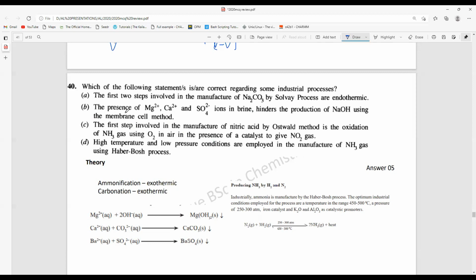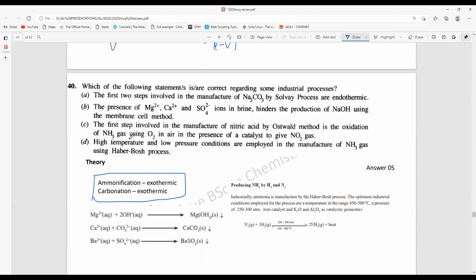So the first two steps involved are the ammonification, where you mix ammonia and carbon dioxide. So we oxidize it and make the components. Then we supply carbonation, carbon dioxide, in the second step. So both these steps, remember those two are exothermic.